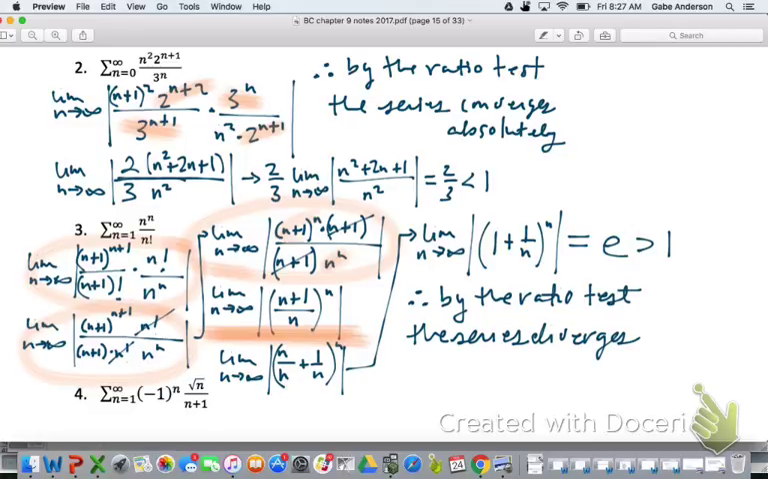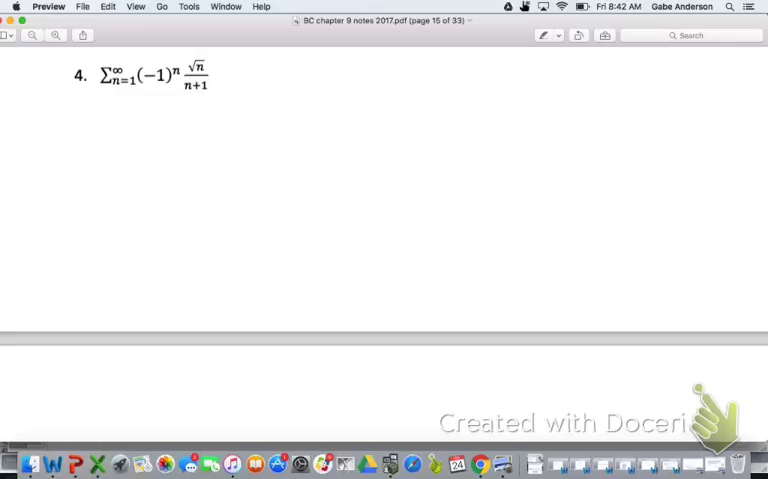Okay, number 4. Let's check this one out. We got about 5 minutes left, and I think that'll be enough time for us to get this done. Let's check it out. Feel free to look if you want.